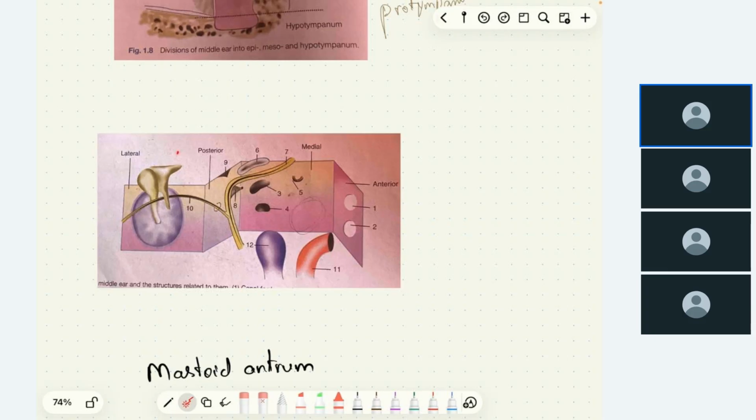And also we saw the lateral wall, where we can see the tympanic membrane and then the chorda tympani nerve, the projection of the incus, and the lateral process of malleus. This is about the anterior, posterior, and lateral walls.